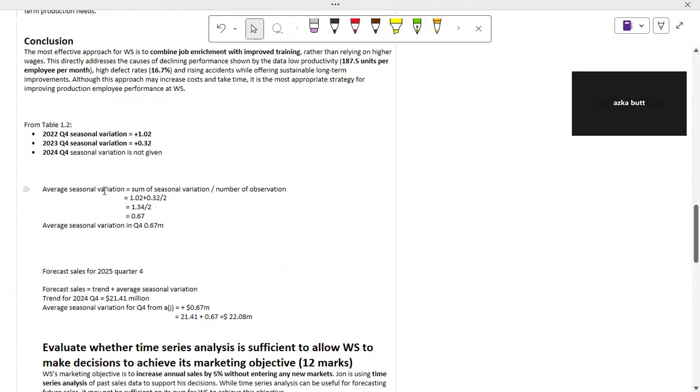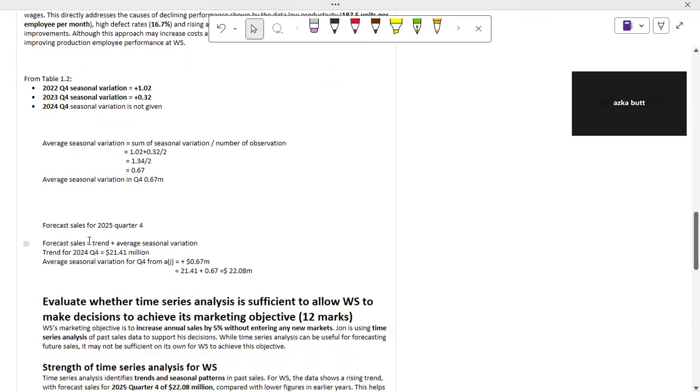We will just take the sum of the seasonal variations which are already available. It is 1.02 and 0.32, and we will divide this by the number of observations. There are only two observations here, so we will divide by two. So 1.02 plus 0.32 is 1.34, divided by 2, the answer is 0.67. So it means that the forecast seasonal variation for 2024 is 0.67 million.